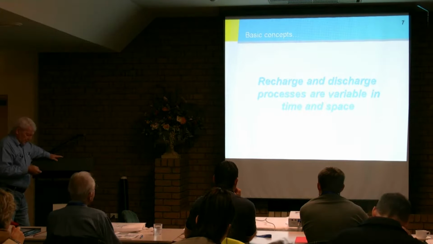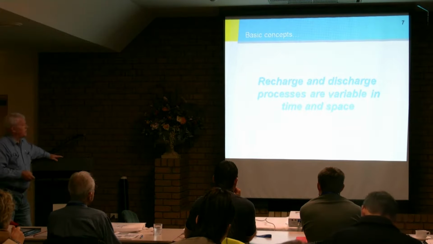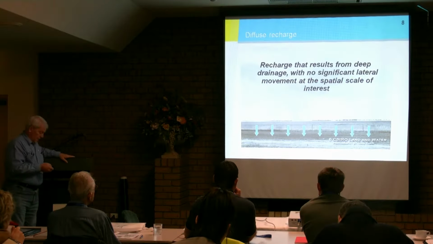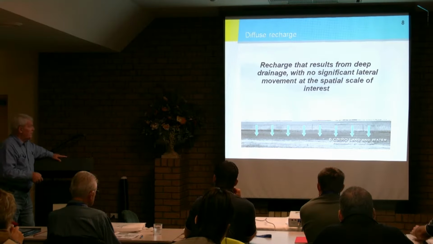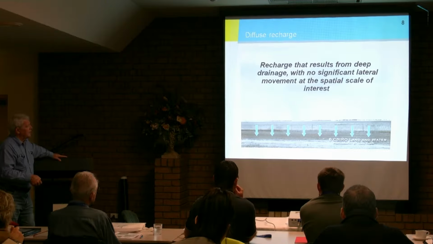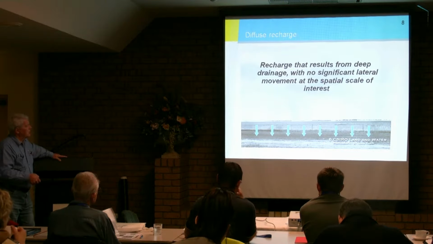So the recharge and discharge processes are variable in both time and space. We have here diffuse recharge, where it's over a wide area. Generally, it's a very small runoff there. The water will seep down immediately or directly into the aquifers underneath. If there's an impermeable layer between the aquifers, then we will have overland flow on a broader scale.